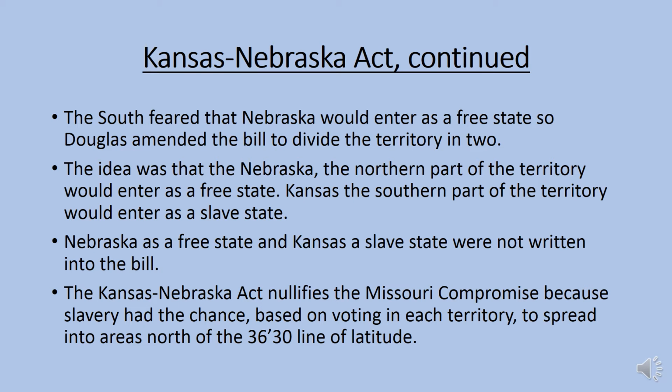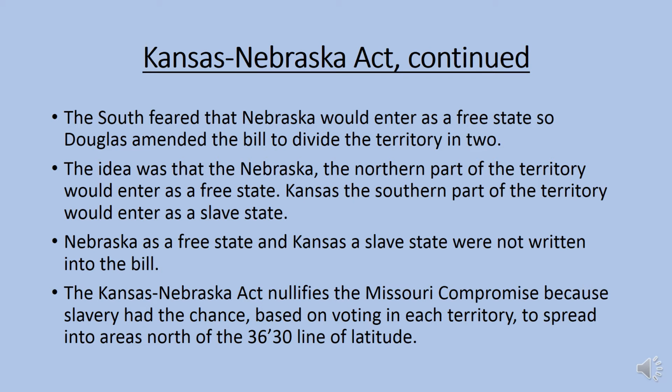However, this is not written into the bill. Douglas does not write this into the bill. It's basically inferred. It was thought that this was going to be the way that popular sovereignty would break down the territory into slave and non-slave states. And we're going to see where this lack of detail leads to a tumultuous situation in Kansas.